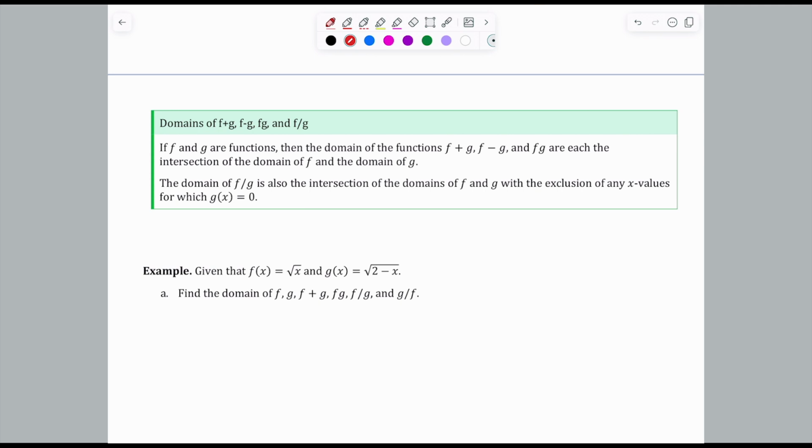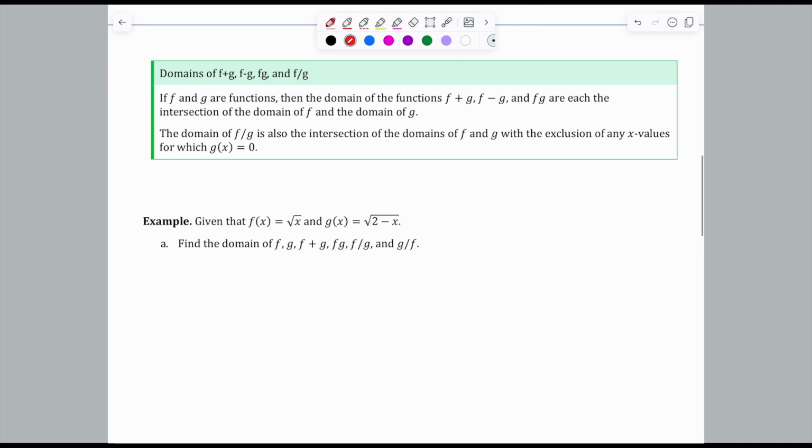In other words, we need to figure out what inputs f and g have in common. In other words, what values fall in the intersection of their domains. And the domain of f over g is also the intersection of the domains of f and g, with the exclusion of any x values for which g of x is 0.